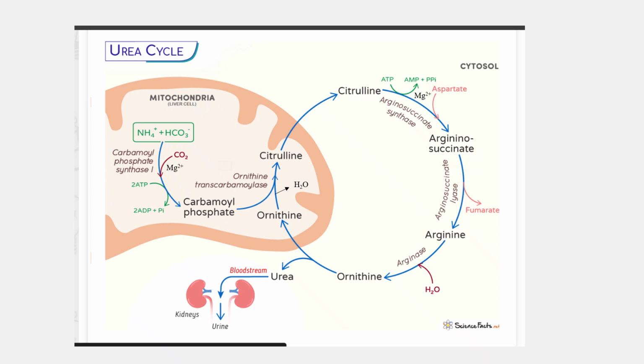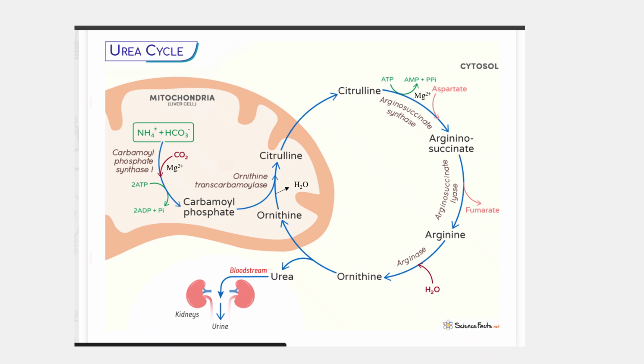Now this citrulline shuttles from the mitochondria into the cytoplasm, where it combines with aspartic acid to generate argininosuccinate. This step is catalyzed by argininosuccinate synthase enzyme. Again, another molecule of ATP is consumed here in this step and AMP is generated. Magnesium again is used as the cofactor here.